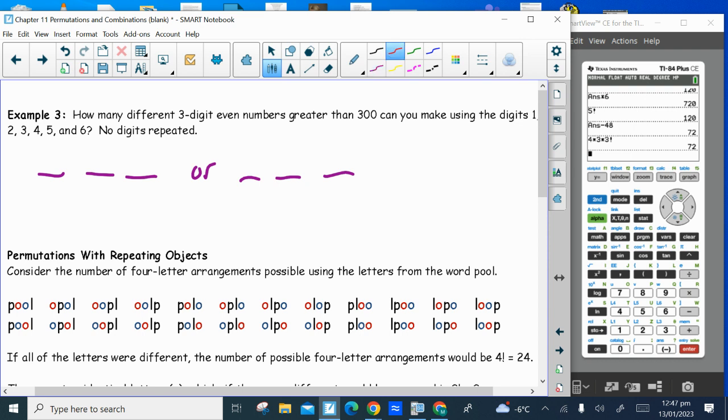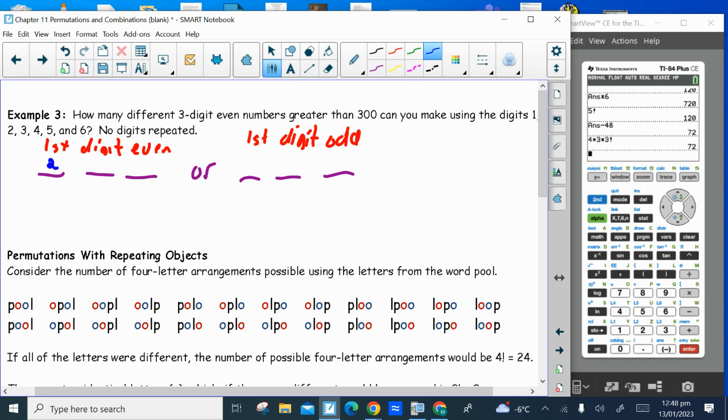So our 2 scenarios we're going to look at here is if the first digit is even, and our second scenario will be if the first digit is odd. Okay? So let's start with the first digit. Remember that the number itself has to be greater than 300. And if the first digit is even, that means it could either be a 4 or a 6. So there'd be 2 choices for that.